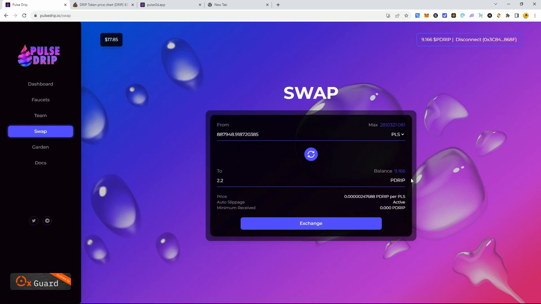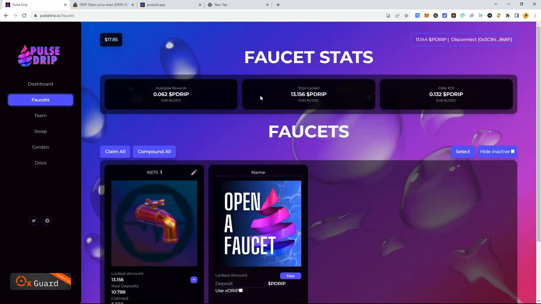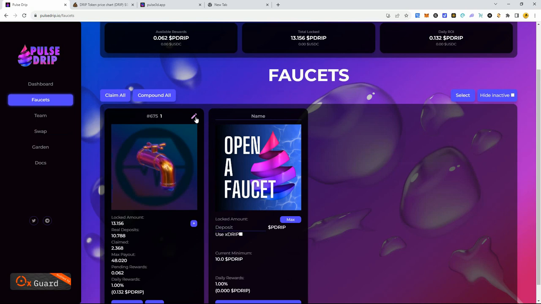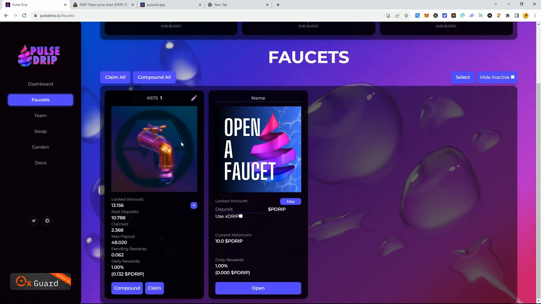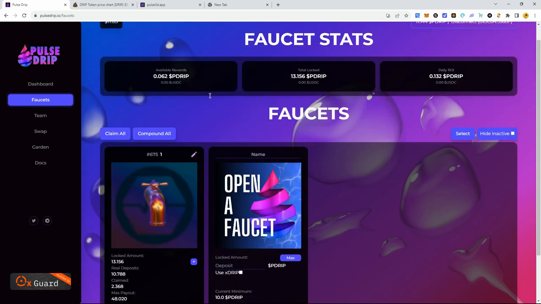So once that transaction goes through, you should see the updated drip amount. All right, there we go. Successfully swapped. So now I have 11.144 drip. Perfect. So go back over here to the faucets. Also, a cool thing about this pDrip is the faucet is technically an NFT. So you could technically sell your active faucets on an NFT market. Pretty cool. Pretty cool stuff.